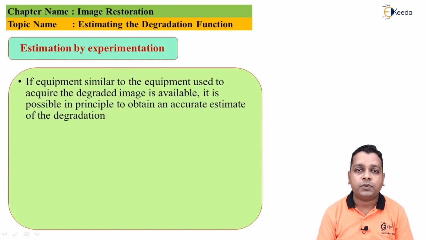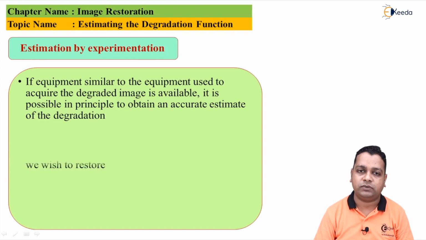So in this type of estimation of the degradation function by the mode of experimentation, if it is the case that we have equipment very similar to the equipment that has been used for the acquisition of the degraded image, then it is possible, in principle, to obtain an accurate estimate of the degradation function.